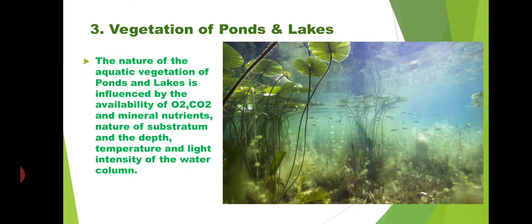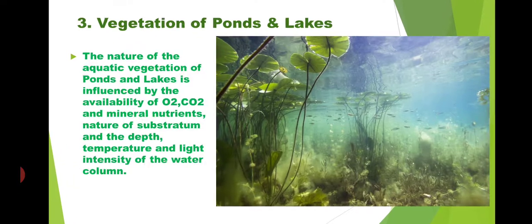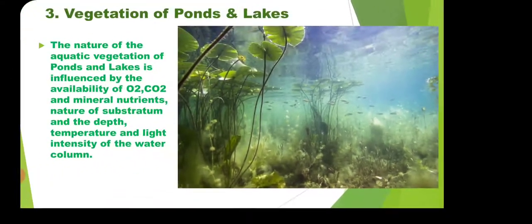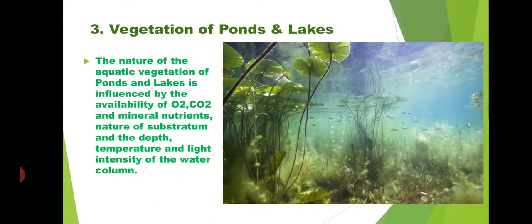Number 2, rooted and submerged hydrophytes. Here we can see some water plants, and of course they are rooted, but they are not protruding their leafy parts, they are completely submerged. For example, Hydrilla, Utricularia, Vallisneria. Then the third one, rooted and floating hydrophytes, that is Nymphaea, Nelumbium, like that. Then free floating hydrophytes, for example Wolffia, Salvinia, Eichhornia, all these are free floating types. So these are the normal vegetational types of ponds and lakes.